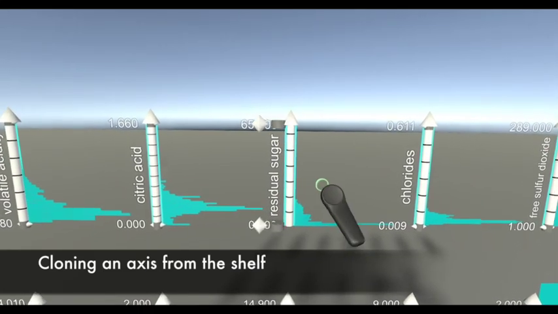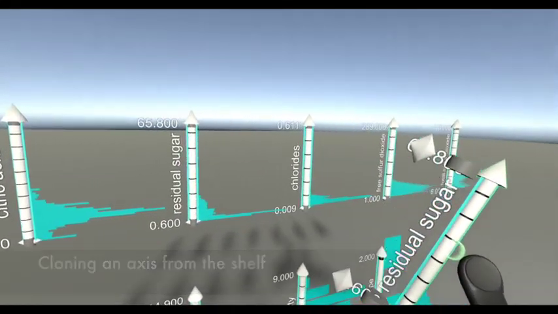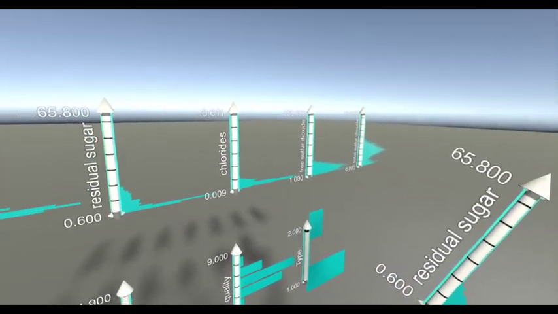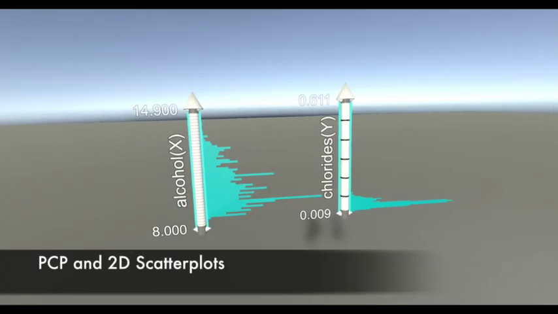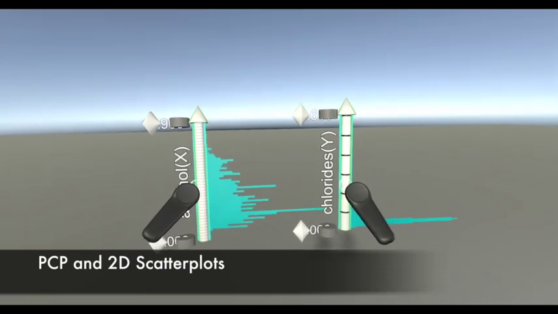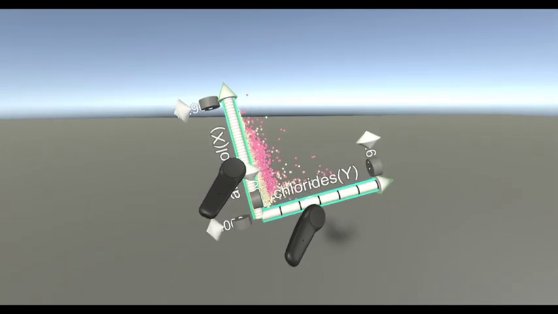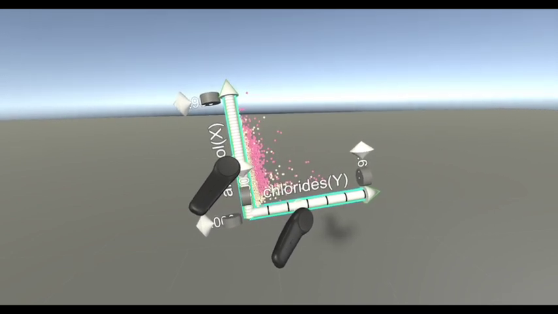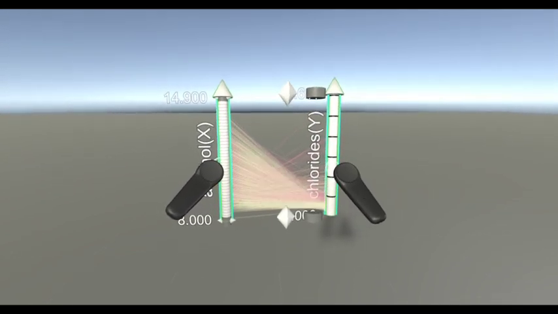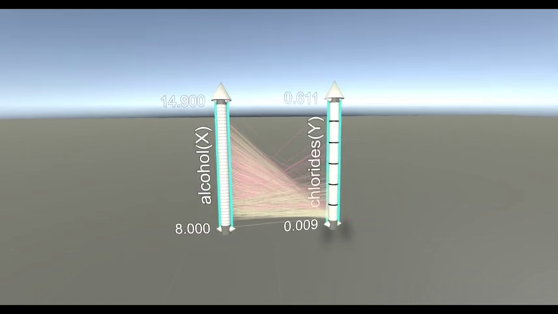Exploration begins by grabbing an axis from the shelf, which will duplicate the axis into the user's hand. Users can create parallel coordinate plots by placing two axes parallel to each other. By turning one of the axes perpendicular, users can fluidly switch to a 2D scatterplot and observe the interaction between the two visuals.